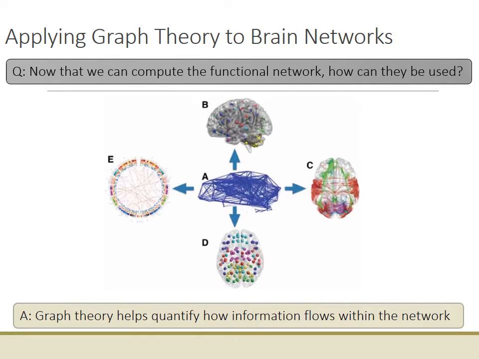Back to brain networks, though, and now we're going to start to really apply graph theory to brain networks. In the schematic here, these are different ways to view a functional network. And so how can we use them? Graph theory, I've talked about how information flows. That is really how graph theory helps us. We can quantitatively describe how information will flow through a network.